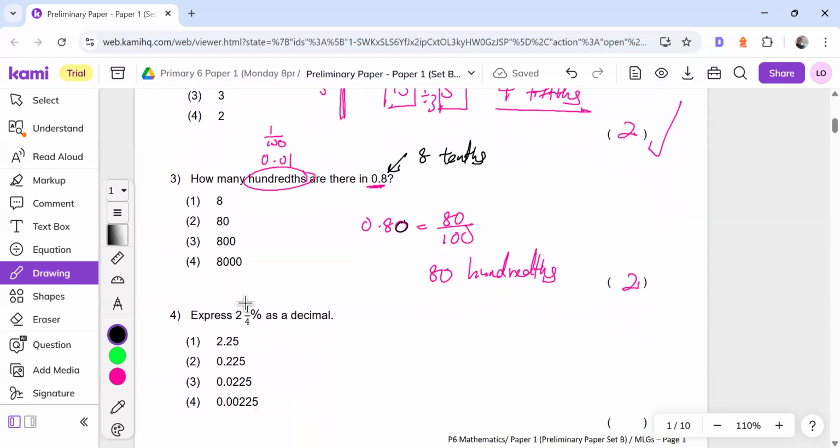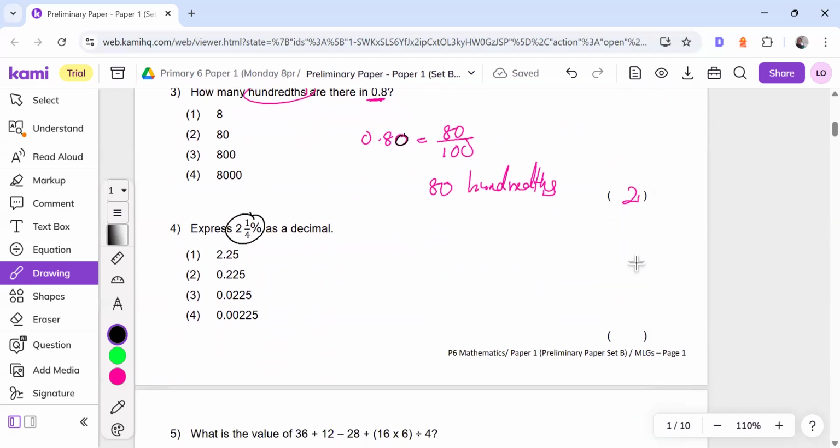Question 4. Now, I hope by now you should be quite good at this question already. Hope you don't make mistakes. Anybody put number 1, which is wrong. Because if you put number 1, 2.25%, if you change the mixed number into a decimal, it is 2.25, which is correct, but it's still a percentage. You did not change totally into decimal. When you change it to decimal, there should not be any percentage.